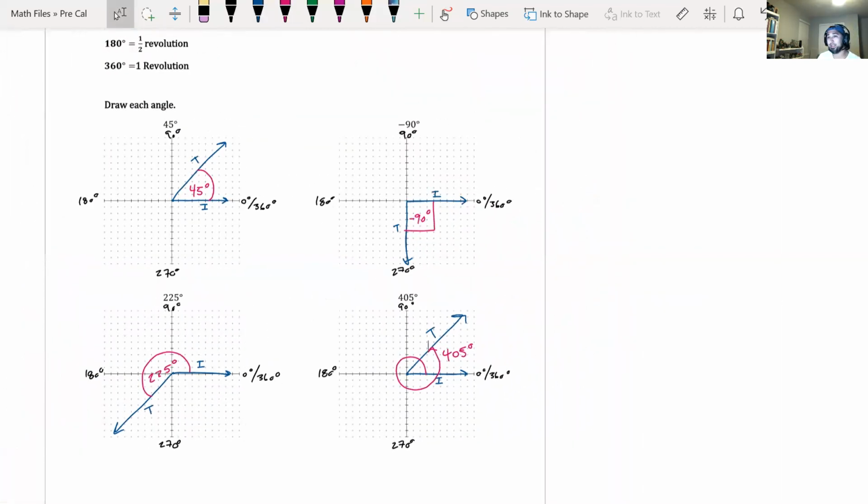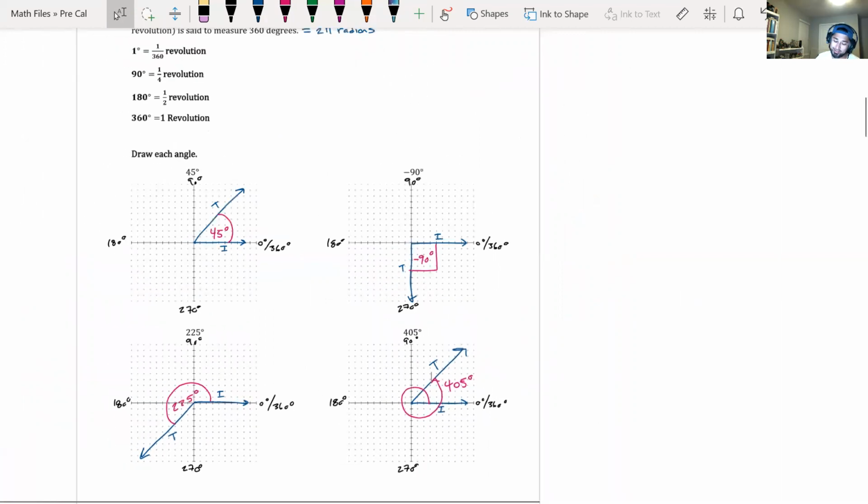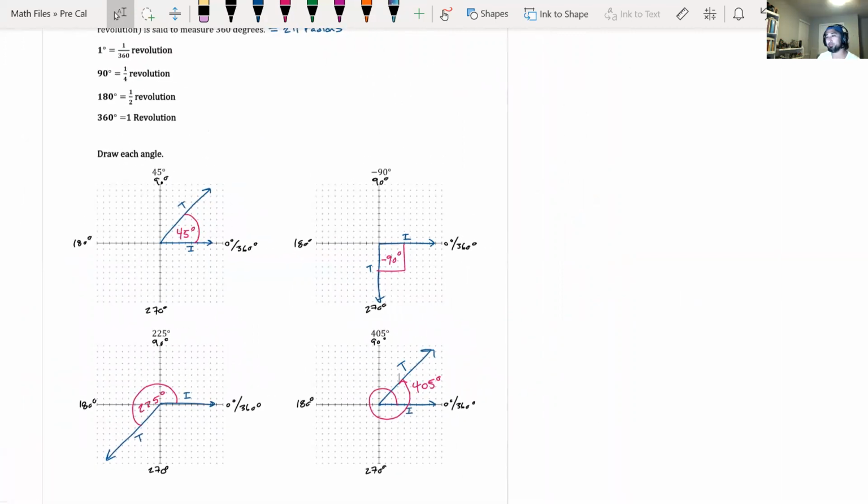And that's how you draw angles. That's not bad, right? Trig is easy. I think it's actually fun. Got to use different colors. We got to draw. Any questions on this page? No? All right.